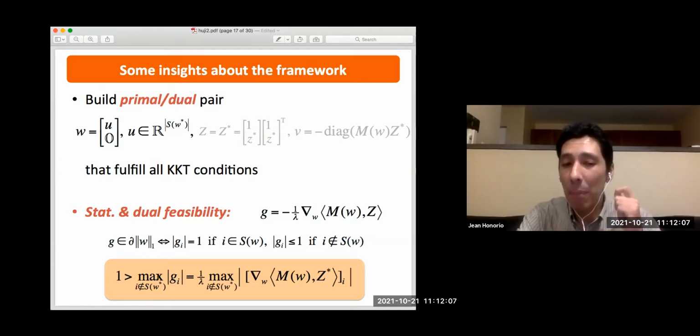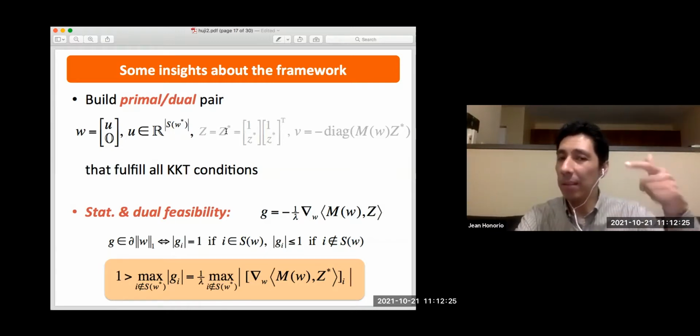We will say that the maximum magnitude of any Gi for i not in the true support, not in the support of W star, we will make that strictly less than 1. And we know how the G vector looks like. We know that Gi will be the ith entry of this thing. So now let's plug in the C star that I already told you before, the 1 C star transpose. So I will take the ith entry of that and the magnitude.